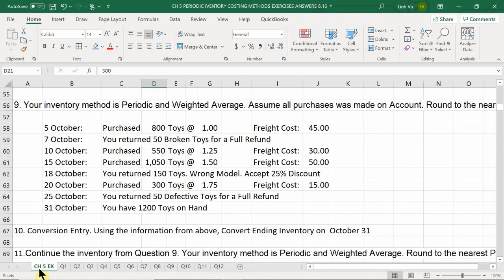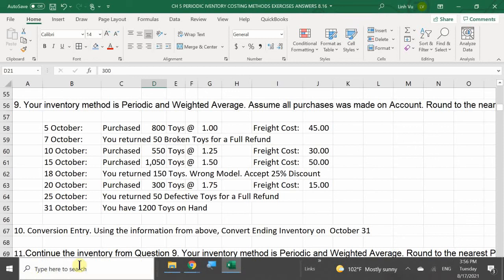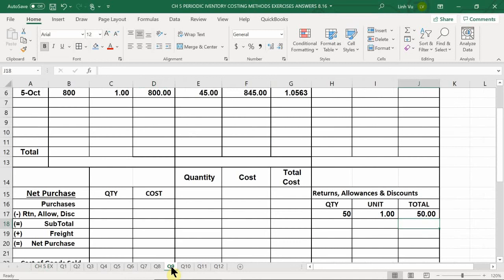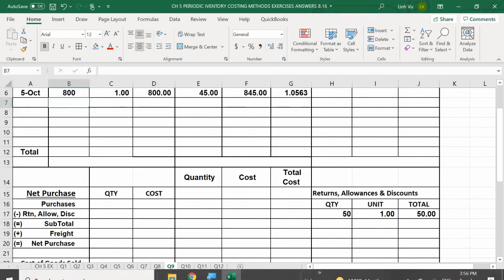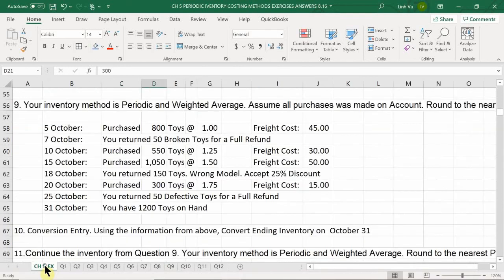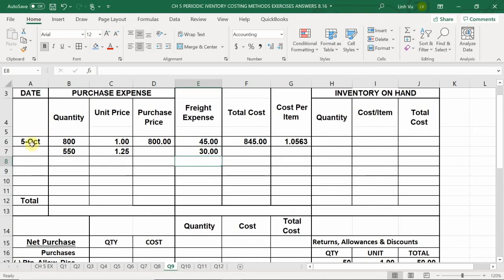Okay. So in this case, we purchased an additional 550 toys at $1.25 with a freight of 30. So 550 at $1.25 with a freight of 30. Okay. So then, what is my total purchase price here?